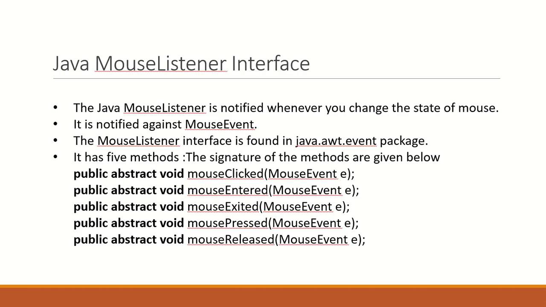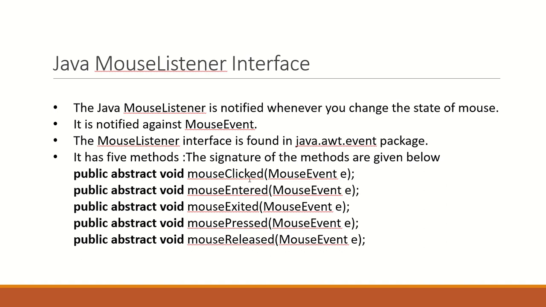Next is the last portion for this AWT, which is the MouseListener interface. The mouse is something which a user will be using most of the time when doing something on a computer, right? So here you have 5 methods available in the MouseListener interface. All of them are abstract methods. The first one is the mouseClicked method, then the mouseEntered method.